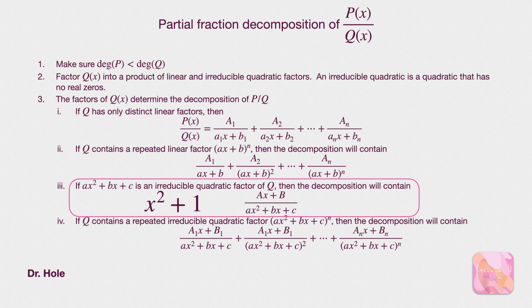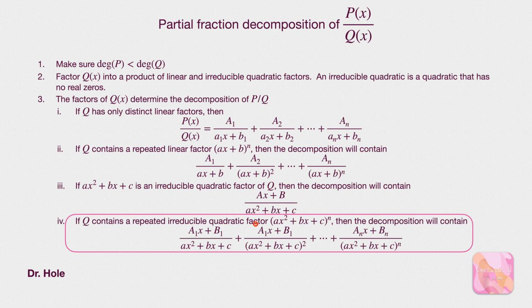All right, good. The last part is that if we have an irreducible quadratic factor and it repeats, then like we had in the repeating linear factor, we form up rational functions where the repeating irreducible quadratic factor appears to a power ranging from 1 to n. Very good. Let's do an example for the quadratic factor.